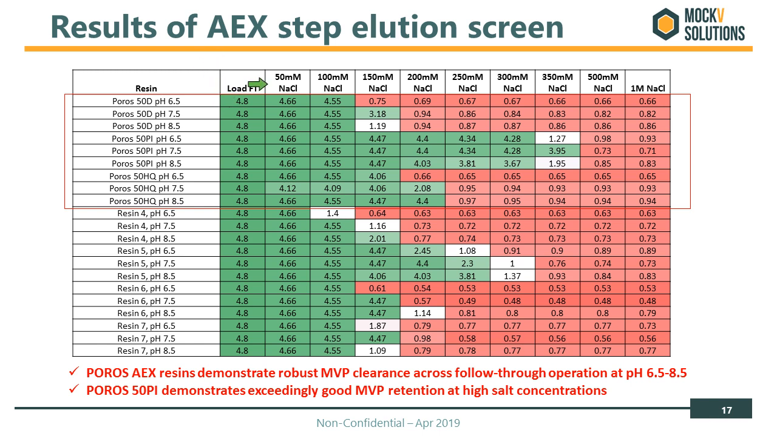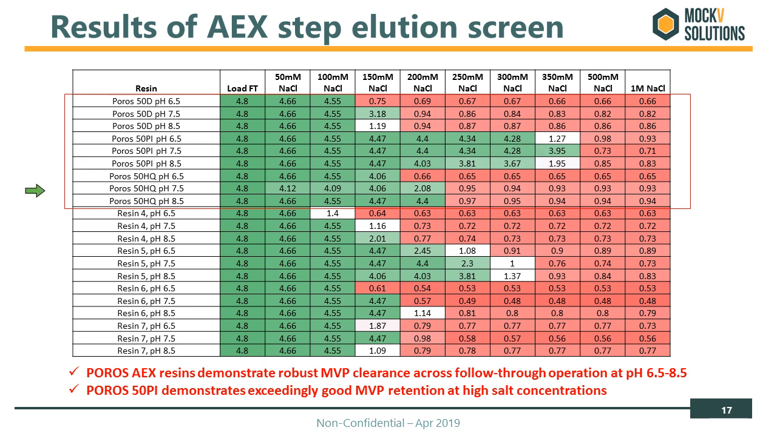Then what got interesting was when we started to add these ionic strength conditions to the column and eluting, we saw a real differentiation among the resins and among different pHs. One of the high performers here was the POROS 50 PI. Across all the different pHs tested, we saw good retention of the MVP particle on the resin all the way up to about 300, 350 millimolar salt, which is quite surprising.